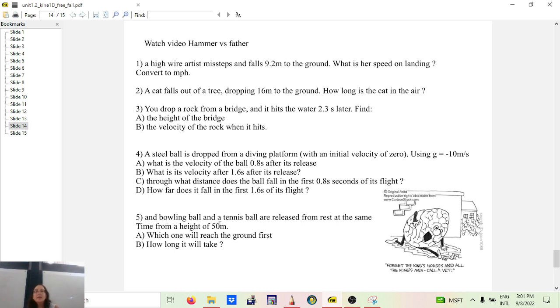A bowling ball and a tennis ball are in free fall, so we neglect air resistance. From the same height, 50 meters. Which one will reach the ground first? They will reach at the same time, very good. Because nowhere do you have the mass in the equations. So the mass is not to be taken into account. So it doesn't matter. They will reach at the same time.